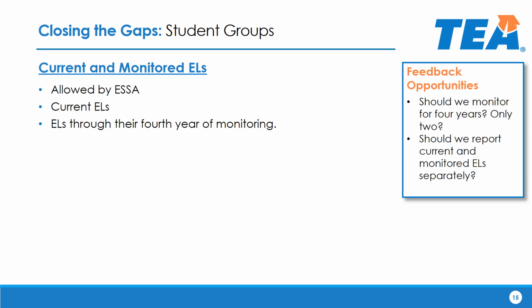First of all, should we track current English learners separately or just track what ESSA requires? Also, for monitored ELs, how many years of monitoring should we look at? Our current modeling has us do 4, but should we do 2 or maybe 3?